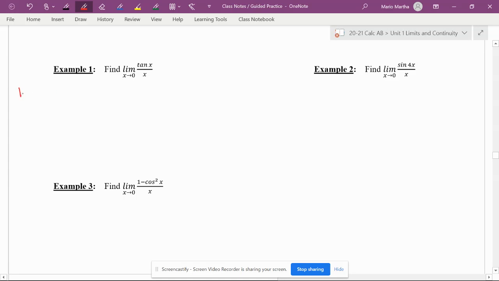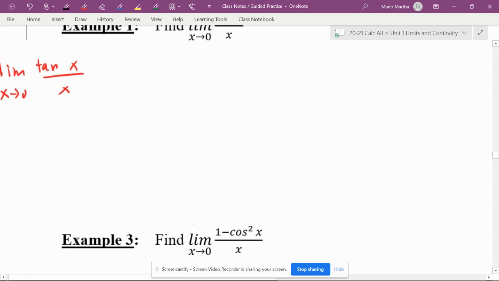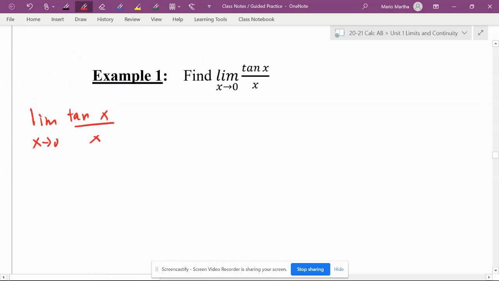So let's rewrite it over here: the limit as x approaches 0 of tan of x over x. If I try to plug in 0, I'm going to run into trouble, because I get 0 over 0, which is an indeterminate form. In order to find this limit, first I'm going to rewrite tangent of x, because I know that's equal to sine of x over cosine of x. So I'm going to take advantage of this trig identity.